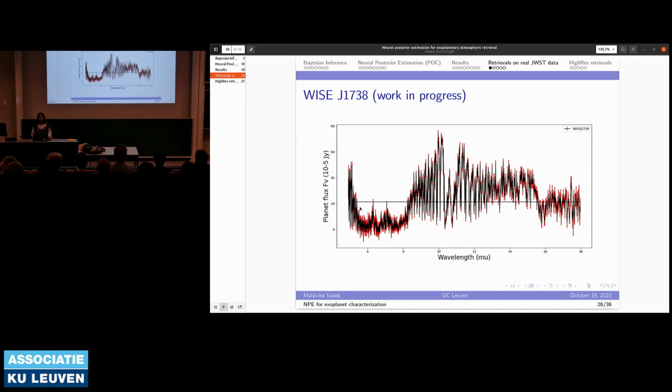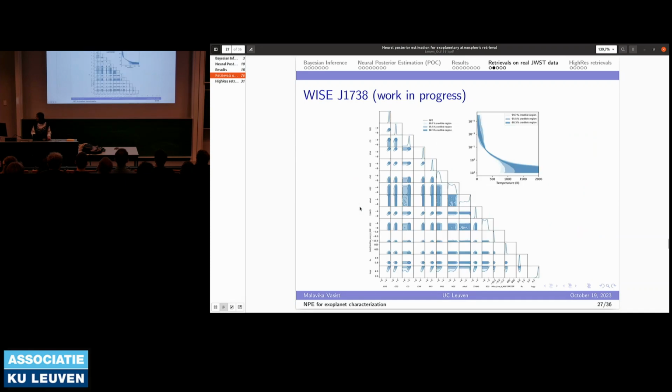It might have some water clouds, so I'm trying to figure it out. This is the spectrum. The red is the error bars, and the one in black is the actual spectrum. So this is the preliminary results for a model that I ran, preliminary retrievals. So here's the corner plot for it.